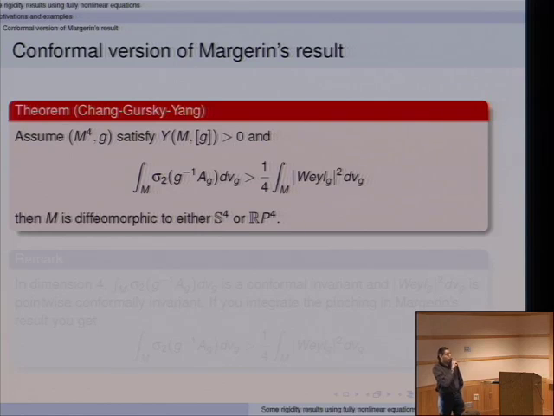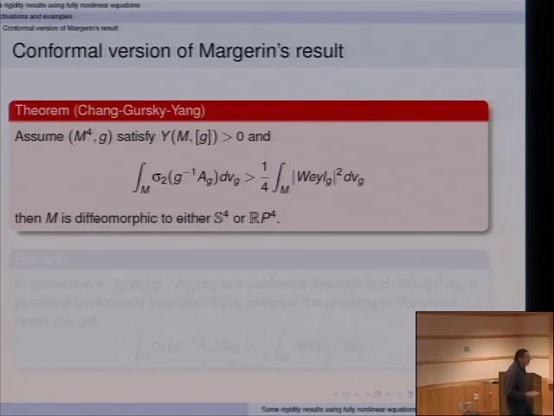So you take your four manifold, which is still closed, and you assume that the Yamabe invariant is positive. This condition, Yamabe positive, is a conformally invariant condition. And you assume that you have a pinching between the integral of this sigma 2 function and the Weyl part of the decomposition of your Riemann tensor. Then you can say that your manifold is diffeomorphic to either S4 or RP4.